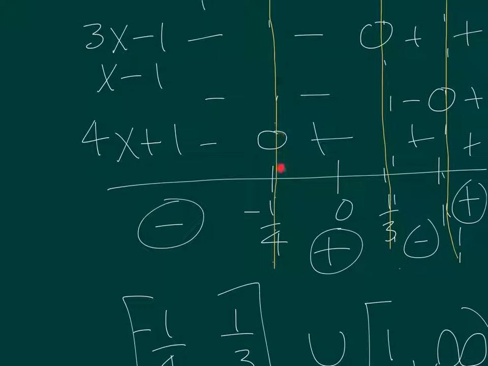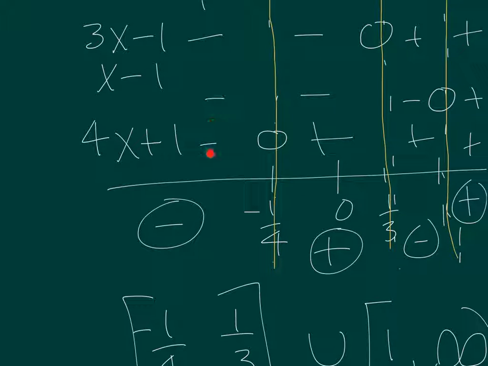And that breaks our number line up into 4 parts along these zeros. And then we will just map out our minuses and pluses. 3x minus 1 would be negative to the left and positive to the right. x minus 1 would be negative to the left and positive to the right. And 4x plus 1 would be negative to the left and positive to the right.